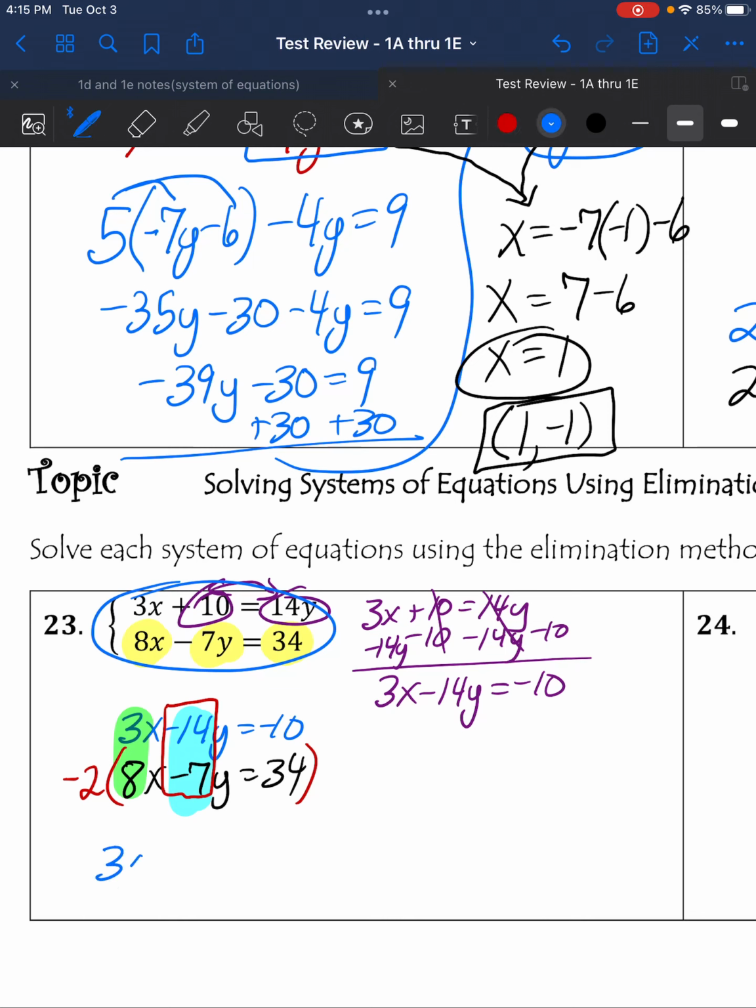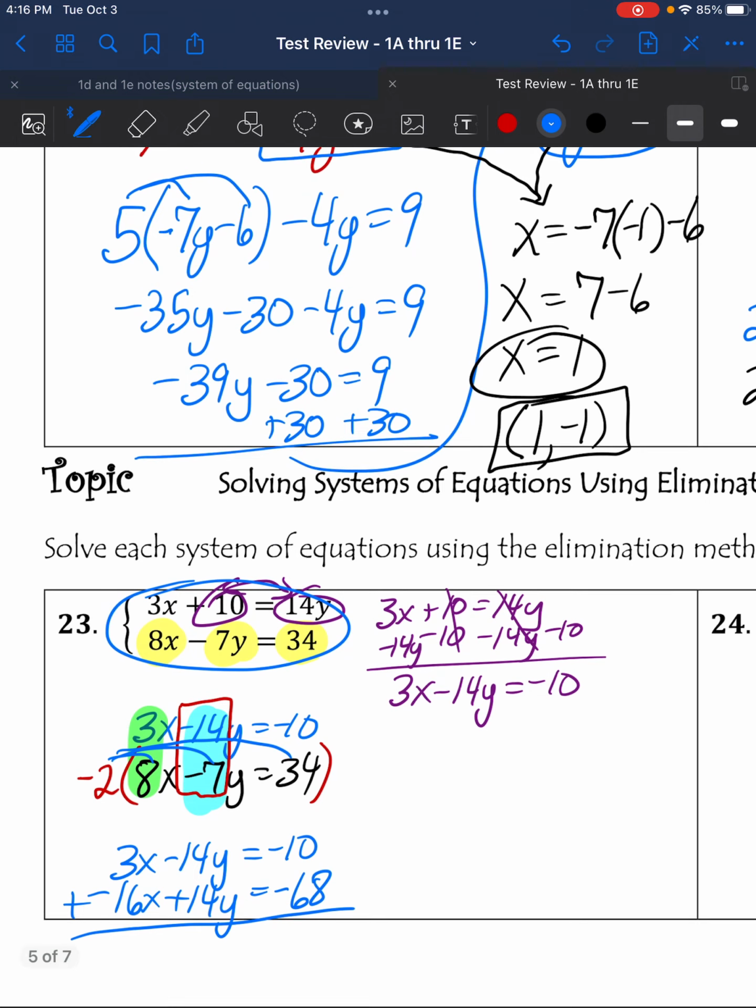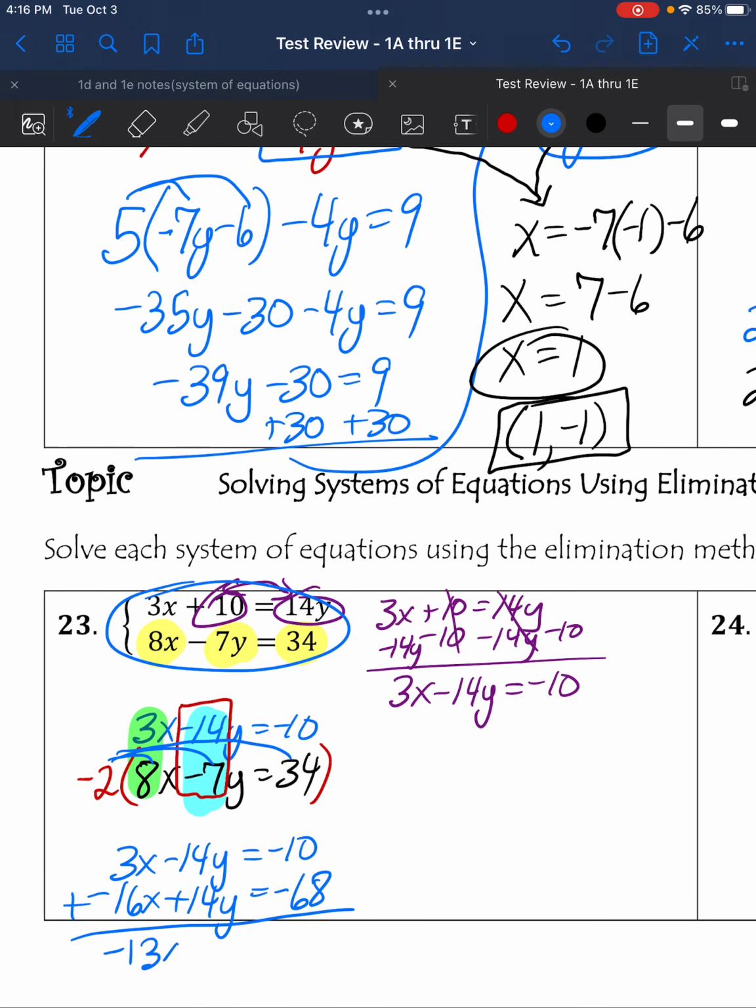I'm going to choose this one because I think it's a little easier. I'm going to rewrite the top equation because I'm not multiplying that one by anything. The bottom equation: negative 2 times 8x is negative 16x. Negative 2 times negative 7 is a positive 14y. And negative 2 times 34 is negative 68. Add this vertically, and we get negative 13x. The y values are eliminated, which is why it's called elimination. Negative 10 plus negative 68 is negative 78. Divide by negative 13, and we get our x value to be 6.